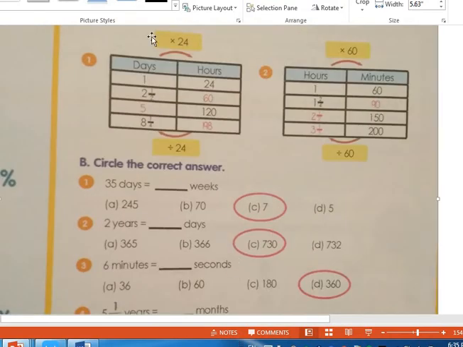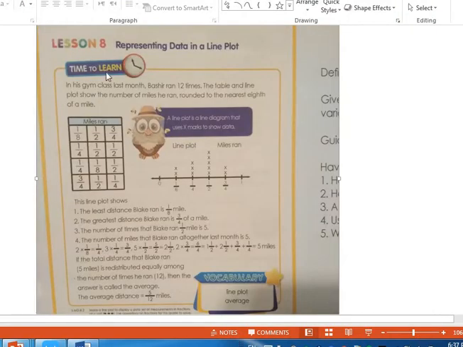Okay, now moving to the other slide. By that we have covered the lesson of converting units of time. Now we are moving to lesson 8, representing data in a line plot.